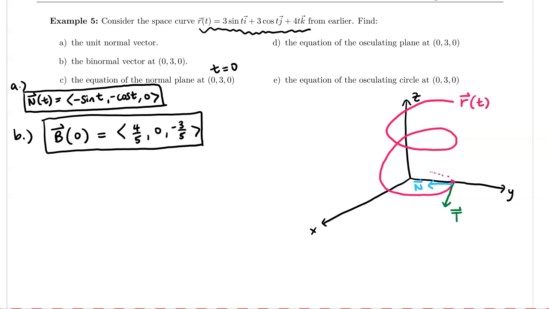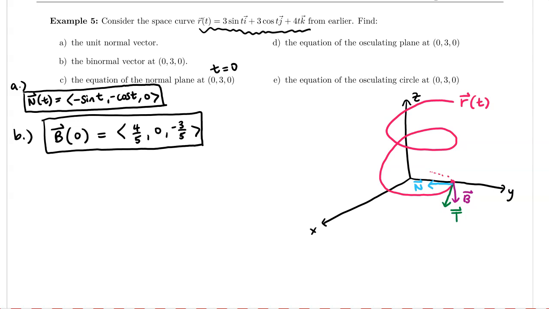So looking at our picture here, I haven't drawn the binormal vector on this yet, and because it's equal to the cross product of T and N, that means that our third vector is going to be orthogonal to both of these vectors. So let's draw that. If I'm using the right-hand rule to think about the cross product, then my binormal vector is going to look something like that. So there's my binormal vector. And we want the equation of the plane that contains the unit normal vector and the binormal vector.